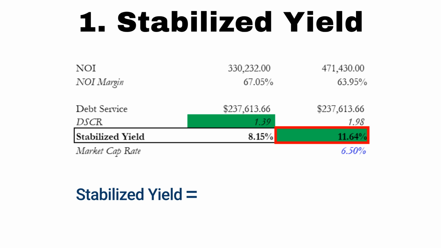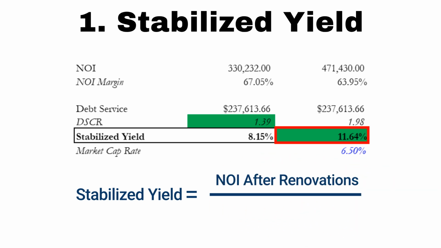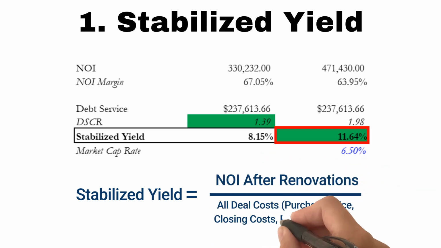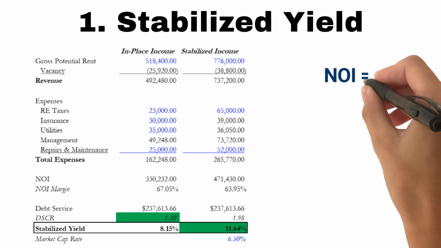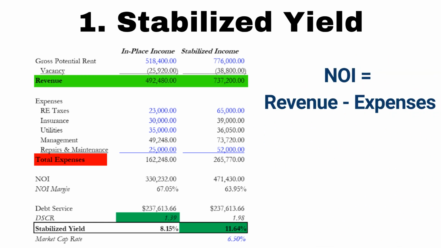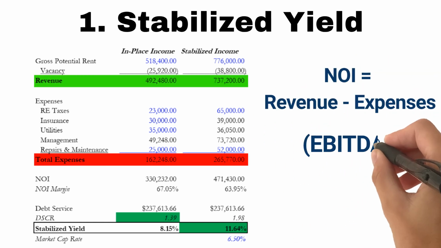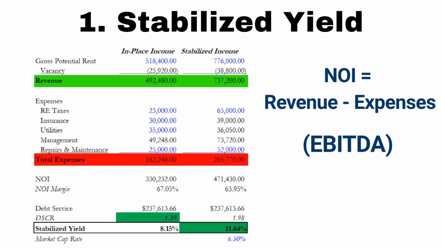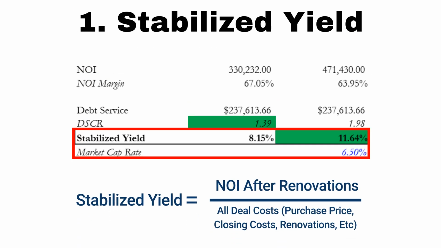The stabilized yield is the stabilized or after-renovation NOI divided by all the costs in the deal. And NOI, by the way, is simply revenue minus expenses. In the regular world, you call it EBITDA. They're basically the same exact thing. It's a very simple calculation, but very important.